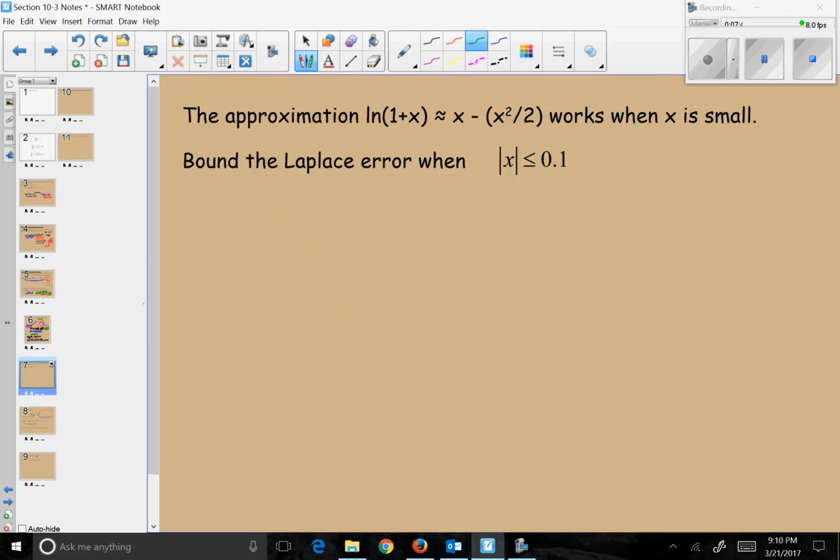Now, as far as how this can actually work in practice, let's say we were using x minus x squared over 2 to approximate the natural log of 1 plus x. And we want to bound the Lagrange error, in other words, figure out what's the largest the error could be if the absolute value of x is less than 0.1, or in other words, if x is between positive 0.1 and negative 0.1. Well, looking at the series, I can see I'm not subtracting anything away from x, so my center is 0. So this is really a Maclaurin series.